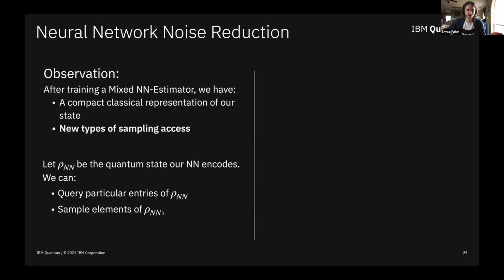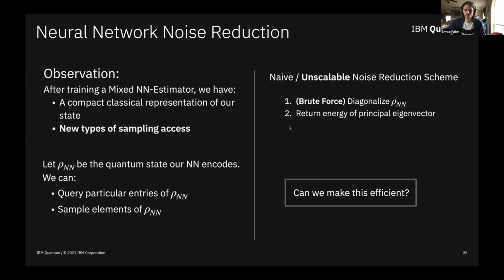And so the goal of me and my collaborators is to see whether these can be used for noise reduction, right? And this sanity check I just showed before could be viewed as a form of naive or maybe unscalable noise reduction, right? Where we use this query access to query every element of our density matrix. We brute force diagonalized it, so to speak, and then just return the energy of the principal eigenvector, not in any scalable way. But the goal of the remainder of this talk is to give you an idea of how me and my collaborators are hoping to make this efficient, right? So I want to sketch the high level ideas behind this.